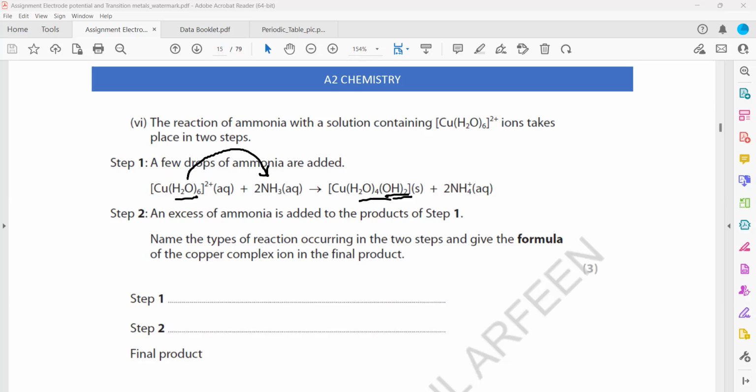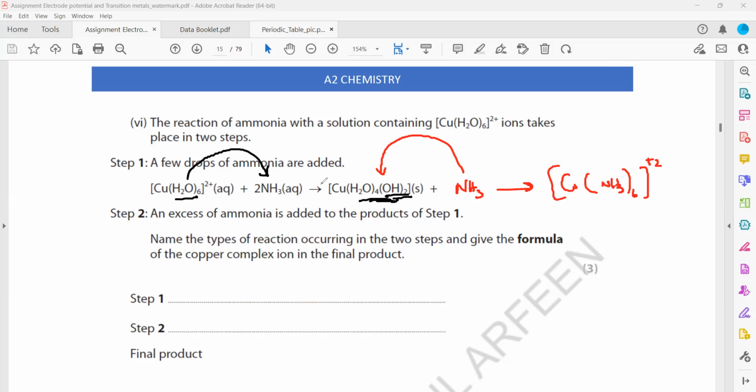Like this is the equation for the first reaction, but when the second reaction occurs, what will happen? We have the complex, this was there, and when we add more ammonia, this ammonia will displace both of them. So it will be Cu(NH3)6, and the charge will be +2.